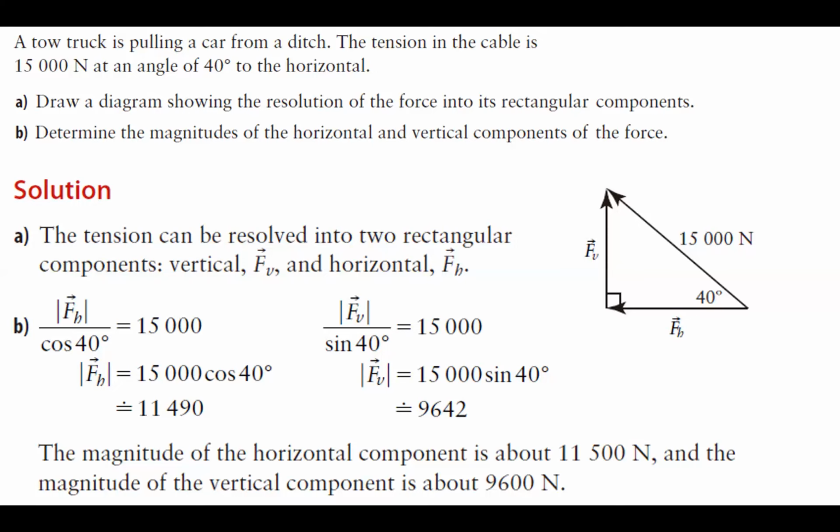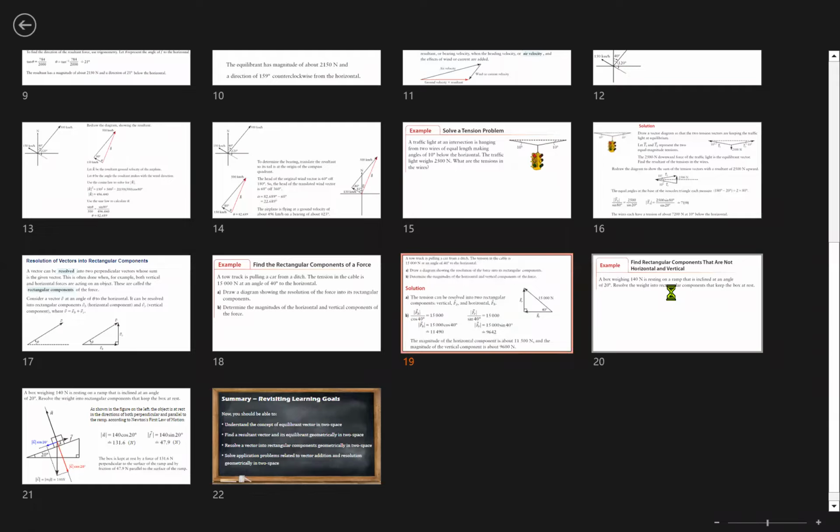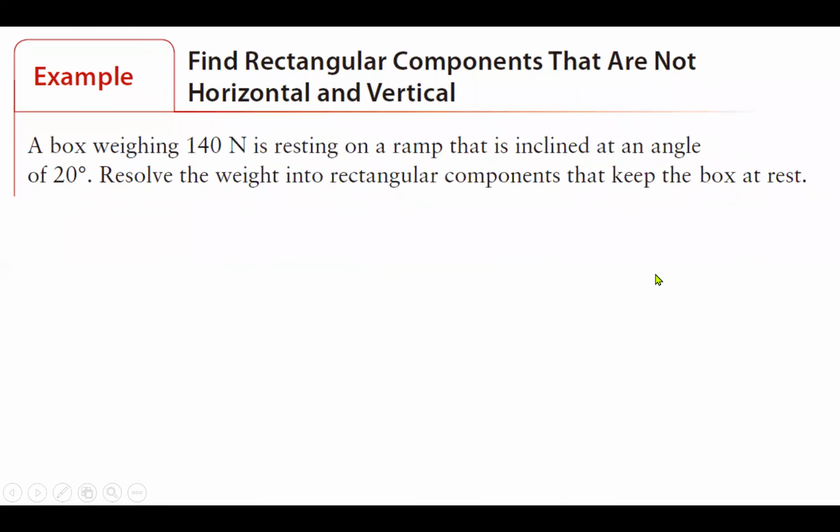So the magnitude of the horizontal component is about 11,500 Newton. And the magnitude of the vertical component is about 9,600 newtons. Okay, any questions? Okay, no questions. Let's have a look at the last example of today's lesson.